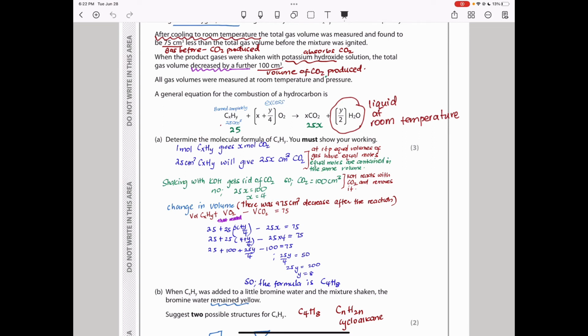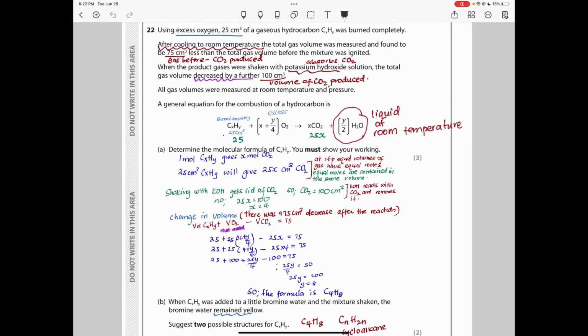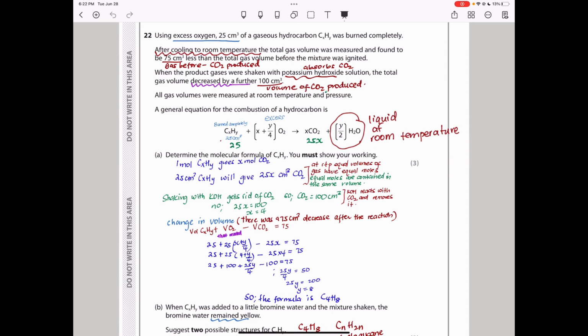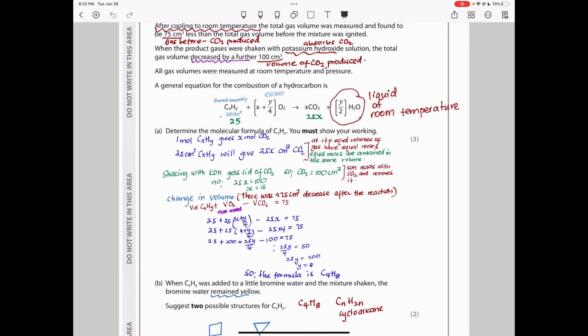Now that we have found the value of x, our next aim is to find the value of y so that we can predict the molecular formula of the hydrocarbon. Now we're going to use our next piece of information. Remember they said there was a decrease of 75. You can see this here. There was a 75 centimeter cubed decrease. So for the next part, I went to change in volume.